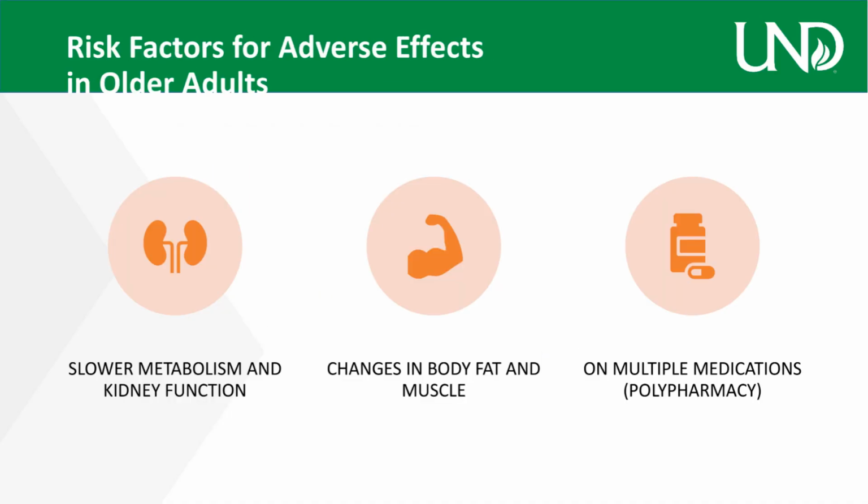Older adults are at higher risk of adverse effects from medications. They process medications differently due to slower metabolism and kidney function. Changes in body fat and muscle also occur with aging. People over 65 years of age often take multiple medications, which can interact. This is also known as polypharmacy. As a result, even standard doses can cause stronger and adverse effects.